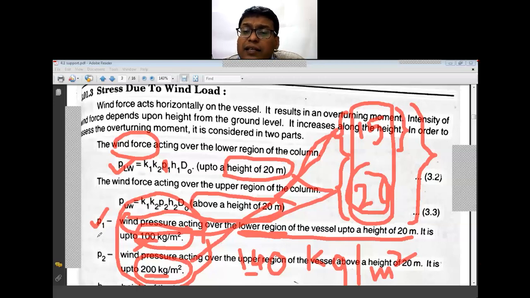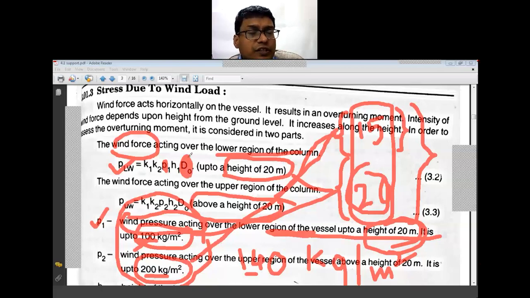The force depends on the area and that depends on the height of the column. So PLW, that is for the lower region, is K1, K2, P1, H1 and D0. D0 is nothing but the outer diameter of the vessel. Now if the vessel has insulation, then I have to take the outer diameter plus the thickness of the insulation, so that I get the total vessel diameter. Whatever surface area is exposed to the wind, that vessel diameter has to be accounted for.